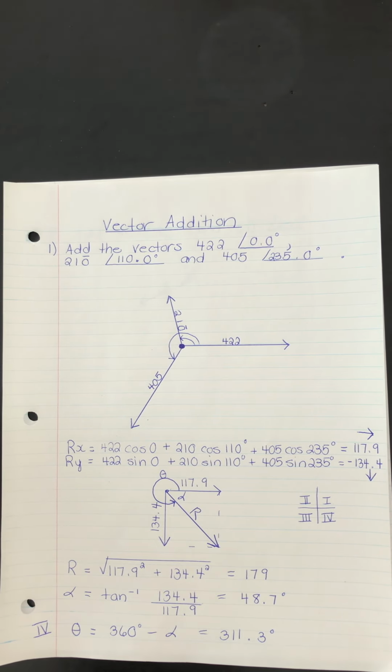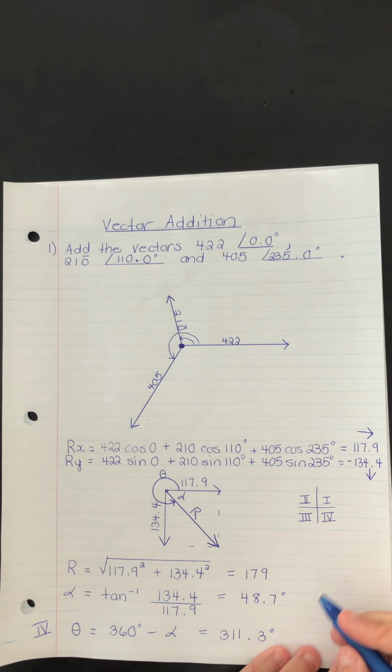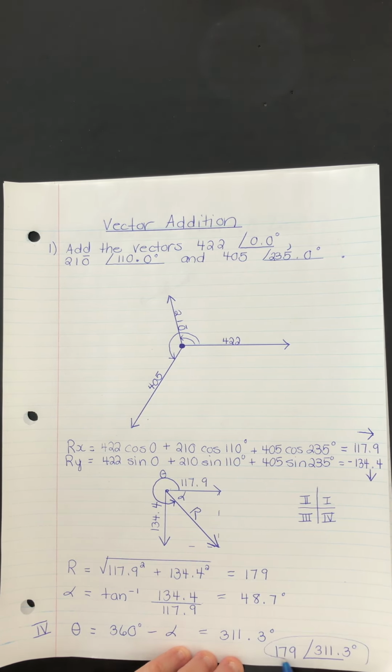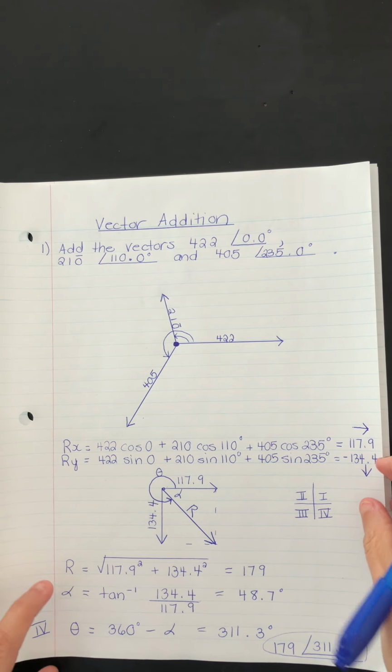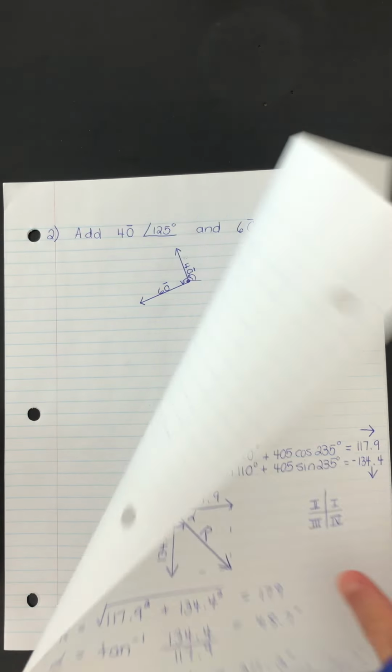So then how would you write your final answer? You just want to make it look something like this. You would write the final answer is 179 with an angle of 311.3 degrees. So that is the final answer for our first example. But I'd like to do a couple others with you as well. So let's try a second one.